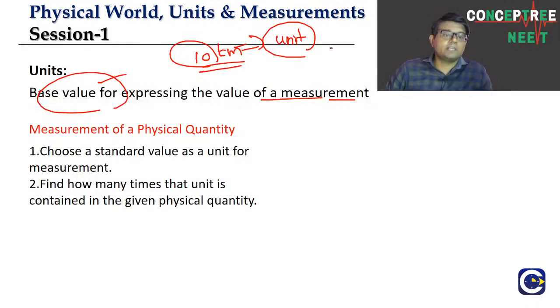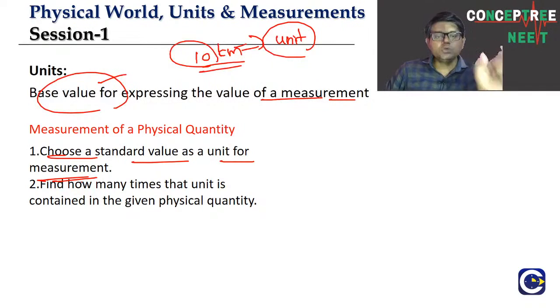Okay. Now if you look at the measurement of any physical quantity, you will have 2 steps. First step will be what? Choosing the unit. Suppose, for example, we want to give the time for which this NEET physics class is happening. By now we are nearing 1 hour, or we can say 60 minutes, or somebody can say 3600 seconds. So the first person is choosing the base value or unit as hour, the second person as minutes, and the third person as seconds.